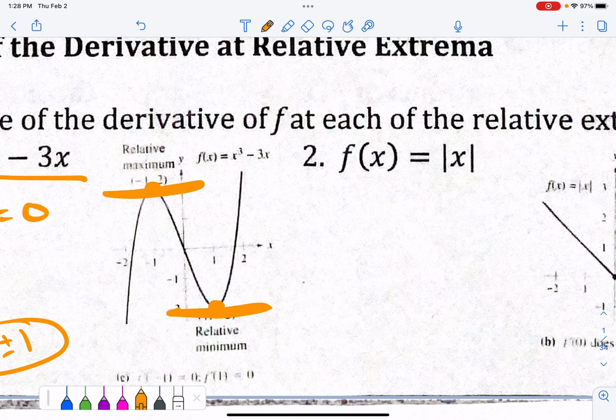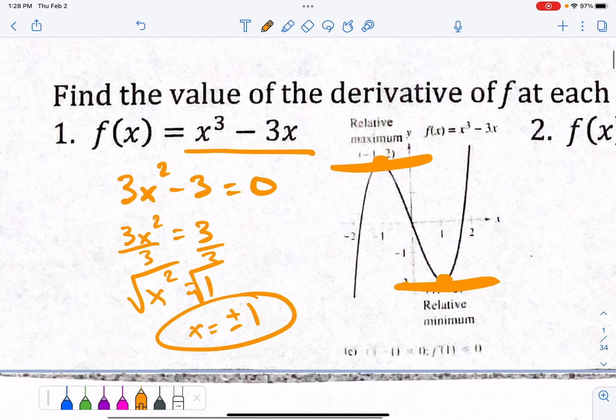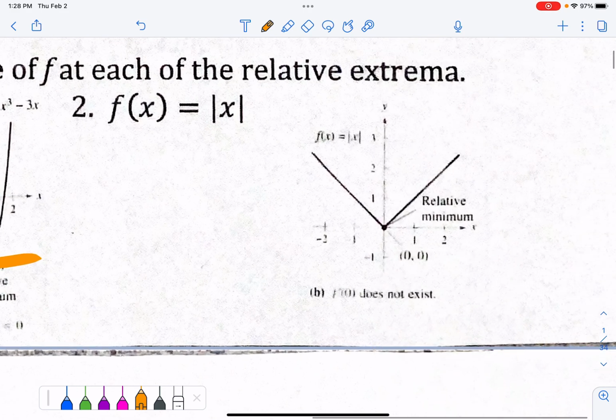That's all we have to put? Yeah. I did it backwards. I solved for those things because we already know that the derivative should be 0. So the value of the derivative at the extreme is 0. Find the value of the derivative.